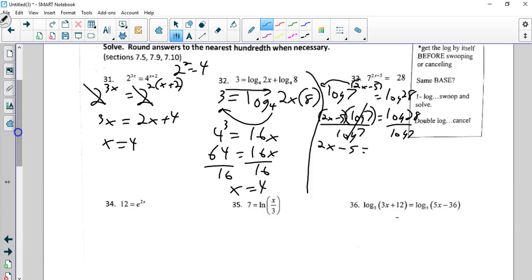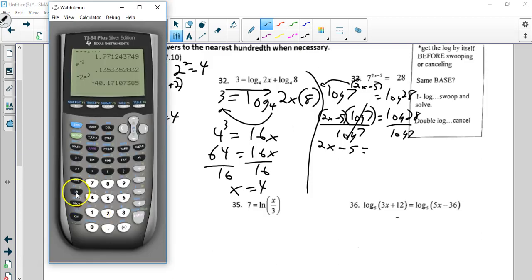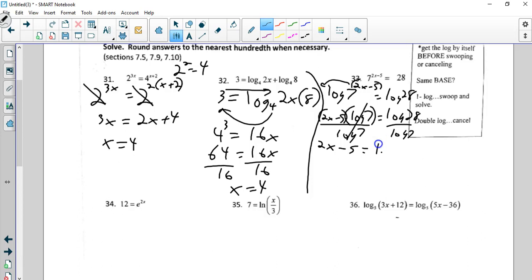Remember to close the parentheses on the calculator. Let me just show you real quick, just to make sure. When you hit log 28, if you just hit divide by log 7, look what your answer is. Now if I do log 28, close parentheses, divide by log 7, and those parentheses aren't as important. They're close, but it's different. It's a different answer. So you got to be careful with that. It's 1.71. Now, add 5 to both sides, 6.71. Divide by 2, x equals 3.36.